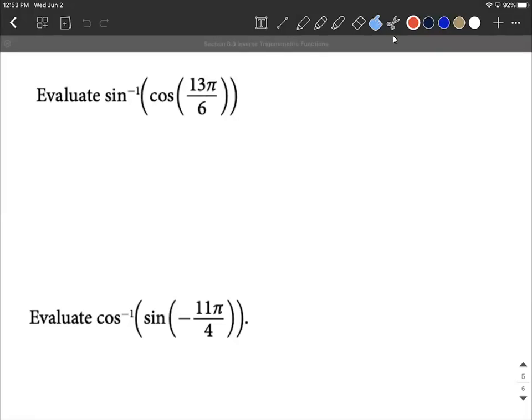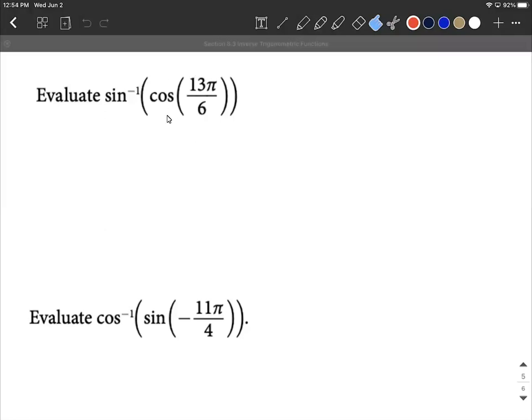All right, evaluating an inverse trig function composed together with an original trig function. But this time we have sine inverse and cosine combined together, or cosine inverse and sine. So it's not the same function and its inverse. How I like to work these is to evaluate the inner part first when it's a regular cosine or sine on the inside, and then work on taking the inverse of whatever ratio we result in.